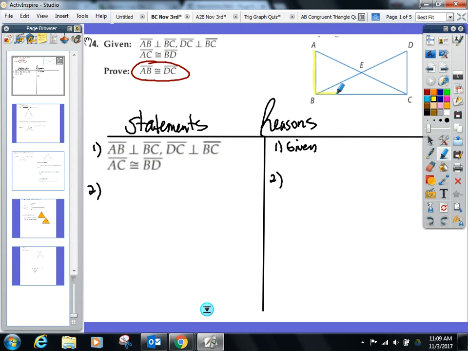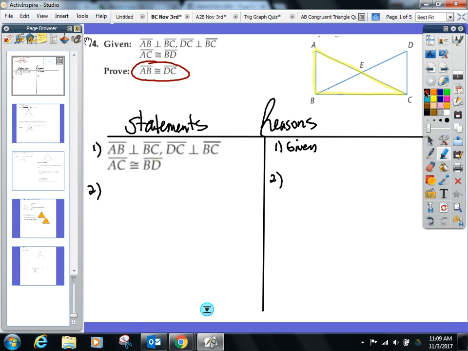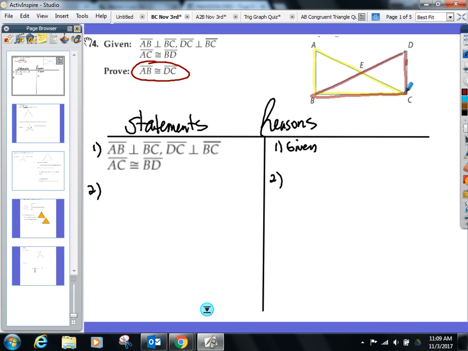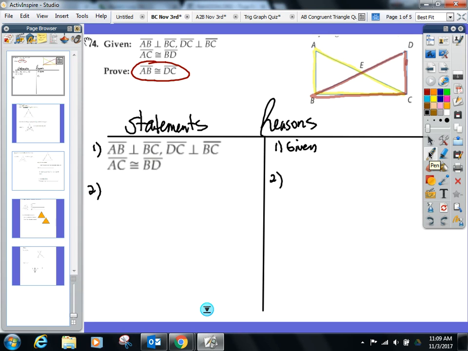Here you go, everyone. ABC, this triangle right here, contains AB. And this triangle right here, DCB, contains DC. So if you can prove those triangles congruent, AB and DC are congruent by CPCTC. How do I prove them congruent? I already have AC and BD, so I have a side.